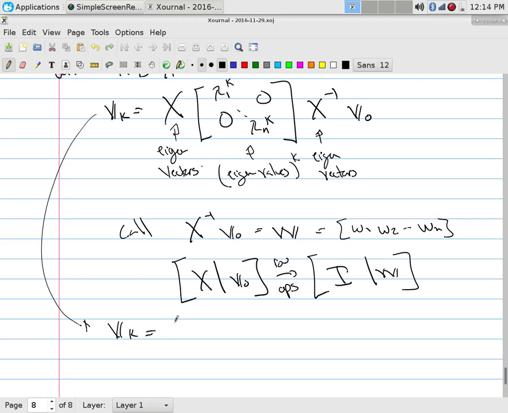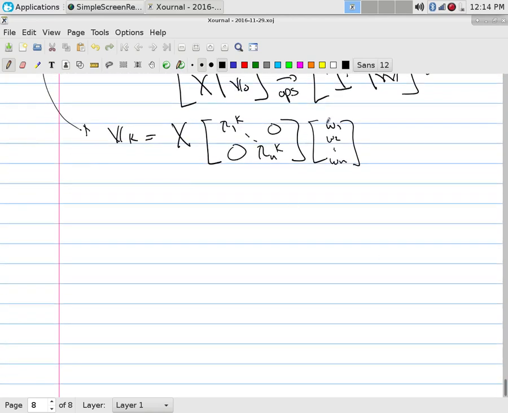All right, so what does that mean about your next guy? Your next guy is equal to x times the diagonal matrix with lambda 1 to the k, up to lambda n to the k, and zeros elsewhere, and then times w1, w2, down to wn. That's how you found those w's. When I multiply this out, I get a nice vector that looks like lambda 1 to the k w1, lambda 2 to the k w2, lambda n to the k wn.